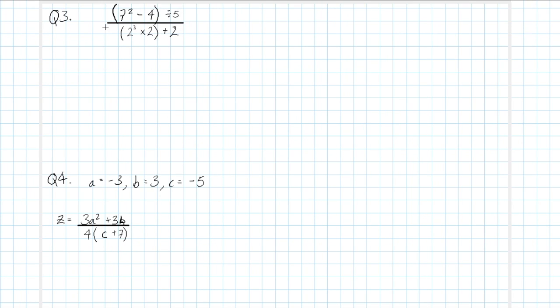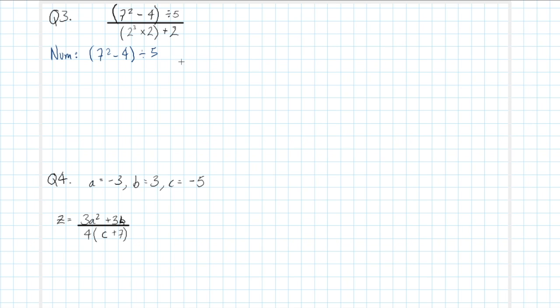Question 3. Now this is slightly more interesting because we have a numerator and a denominator. So what I'm going to do is deal with the numerator first. "Num" here just means numerator. So the numerator, I'm just going to write that out again to make it nice and clear for the examiner. So what do we have here?